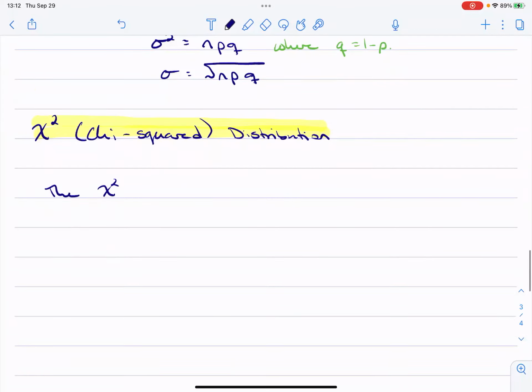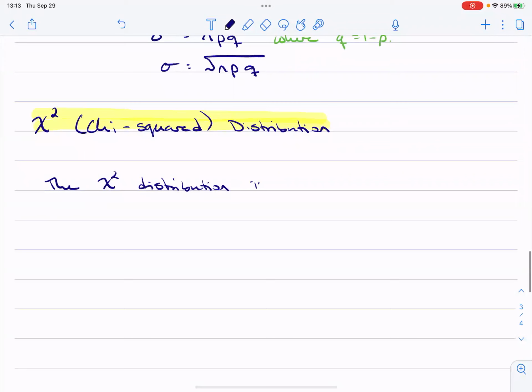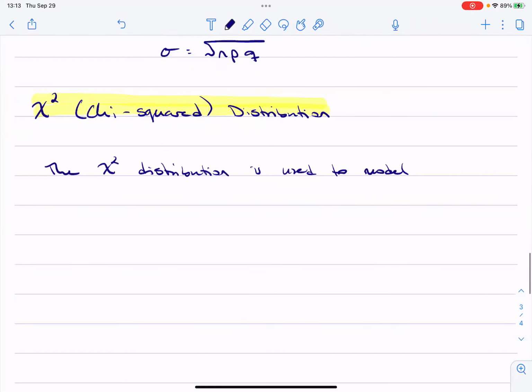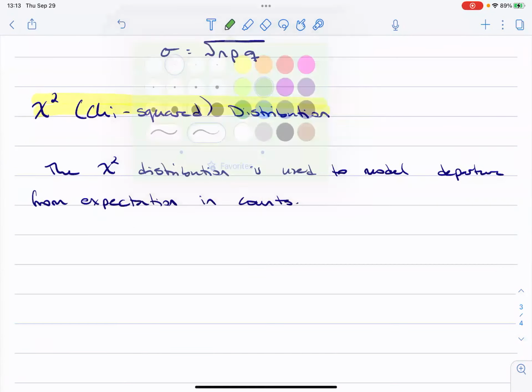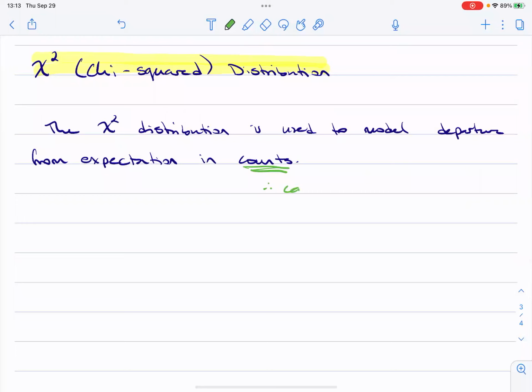The chi-squared distribution is used to model departure from expectation in counts. Counts means that we have categorical data. Therefore, categorical data.